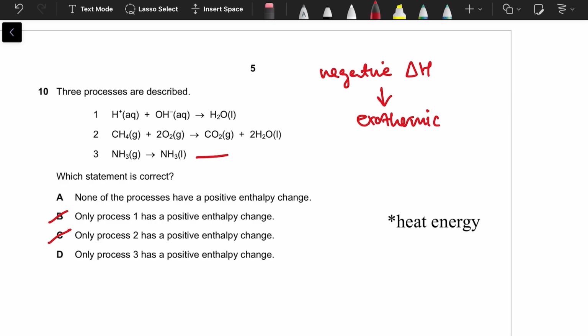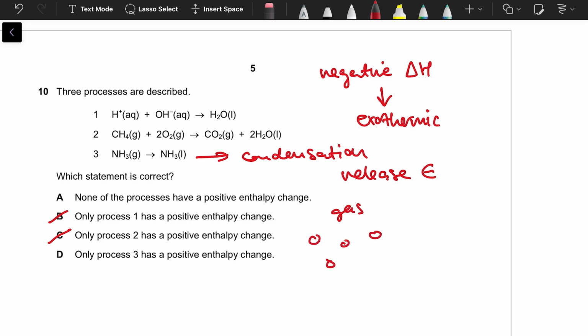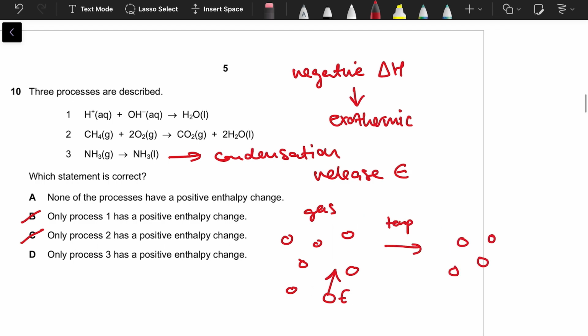The last equation shows a gas becoming a liquid. So reaction 3 must show a condensation reaction. A condensation reaction releases energy. In a gas, you have very far apart molecules traveling at high speed, but when you reduce the temperature, they start to move closer together and at a lower energy because that energy has actually been distributed to its surroundings. So the correct answer is A.